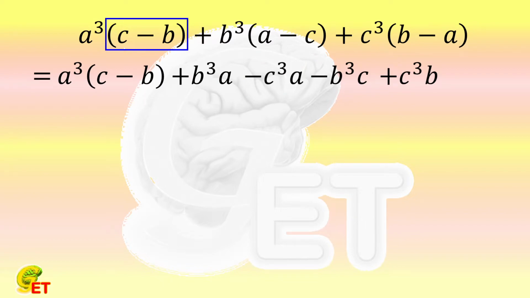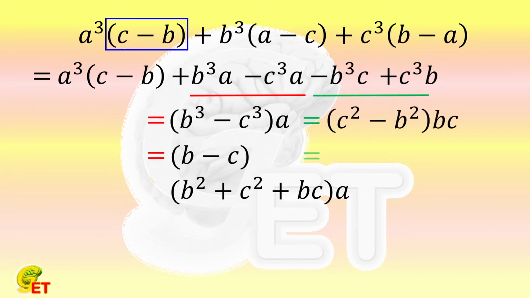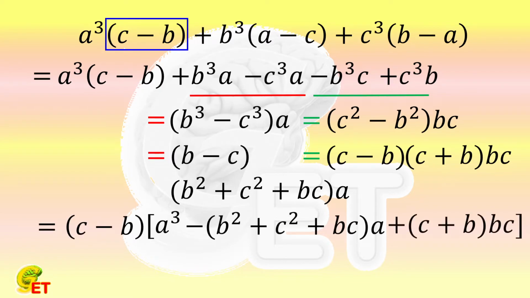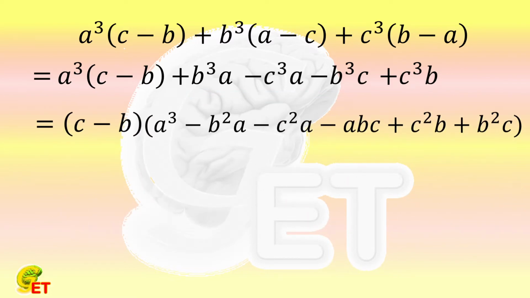For the cube part, we use the formula for the difference of cubes to get C minus B or B minus C. For the square part, we use the formula for the difference of squares to get C minus B or B minus C. Finally, we pick up the common factor C minus B, sort out the rest, and prepare them to search for the next targeted factor.